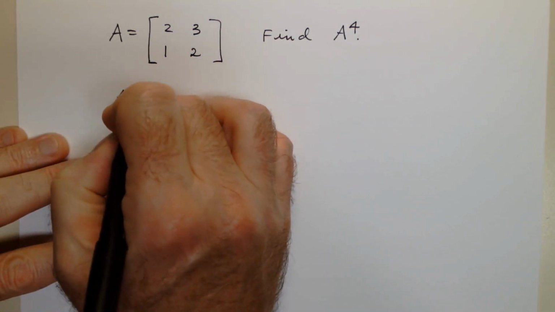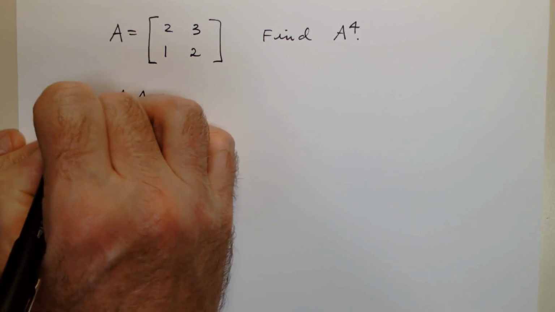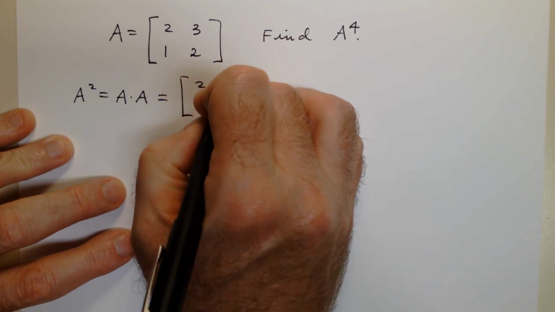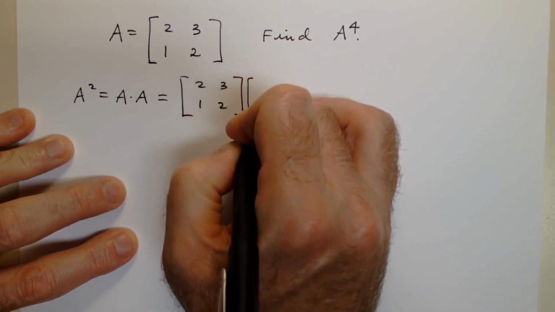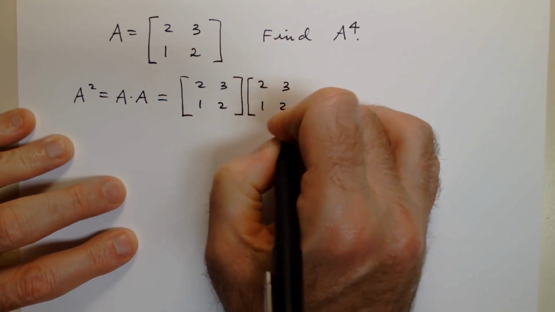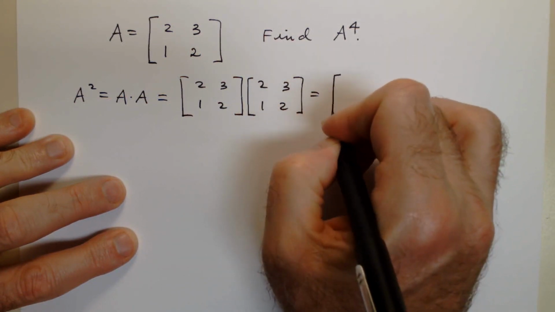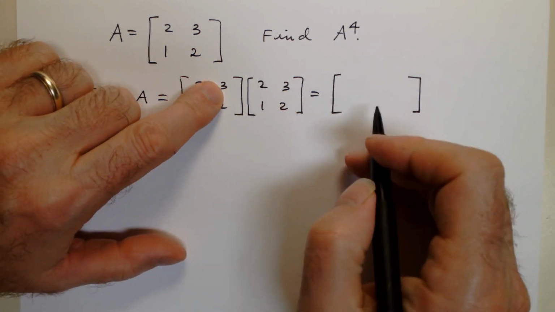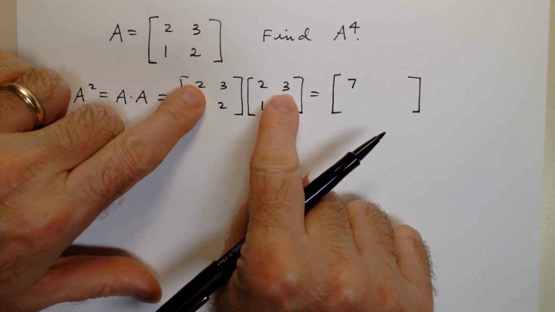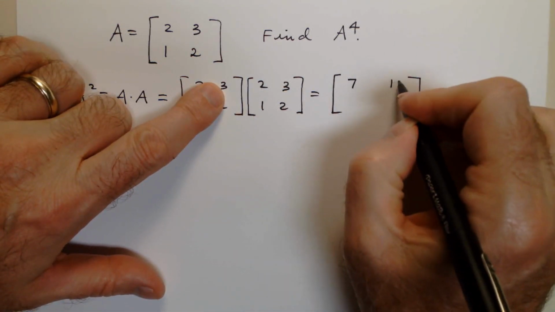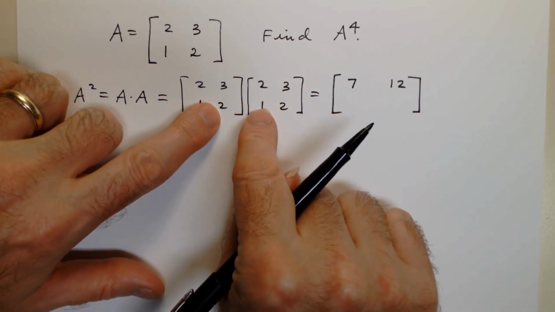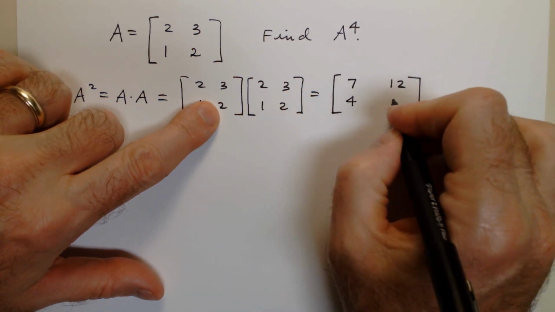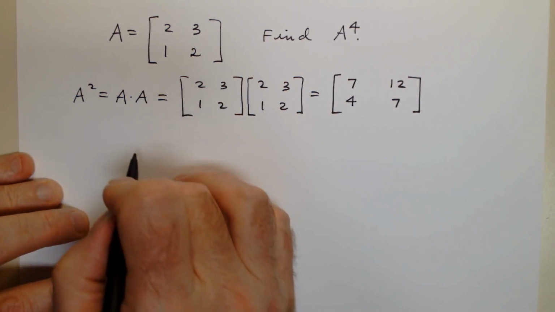Let's take A times itself first, so let's find A squared. And we simply have to juxtapose the matrix A with itself and carry out that matrix multiplication. So we're going to get 4 plus 3, or 7. 6 plus 6, 12. 2 plus 2, or 4. And 3 plus 4, which is 7. So there's A squared.